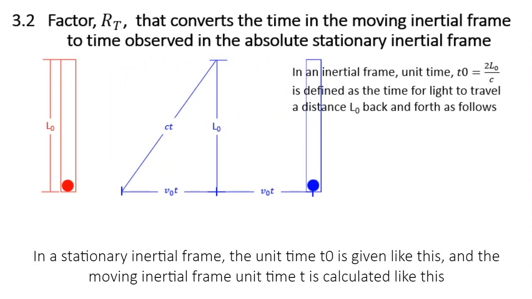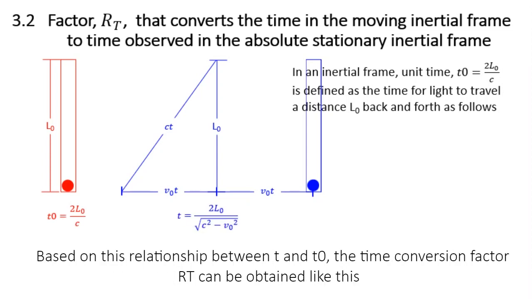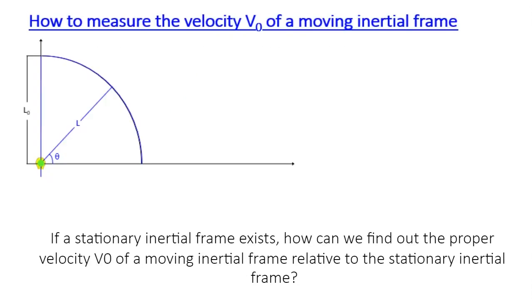In a stationary inertial frame, the unit time t0 is given like this, and the moving inertial frame unit time t is calculated like this. Based on this relationship between t and t0, the time conversion factor RT can be obtained like this. If a stationary inertial frame exists, how can we find out the proper velocity v0 of a moving inertial frame relative to the stationary inertial frame?